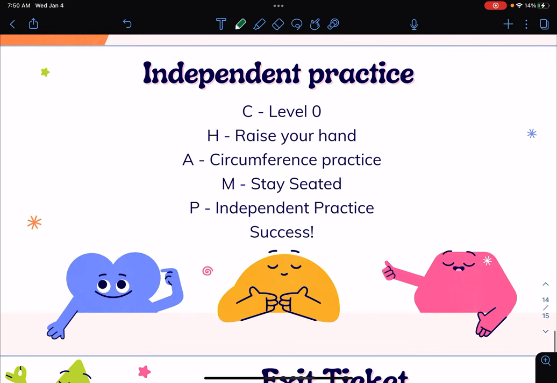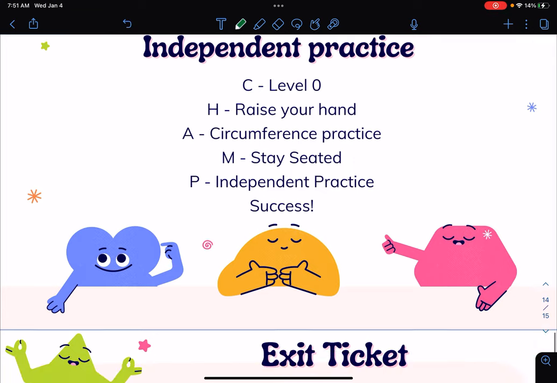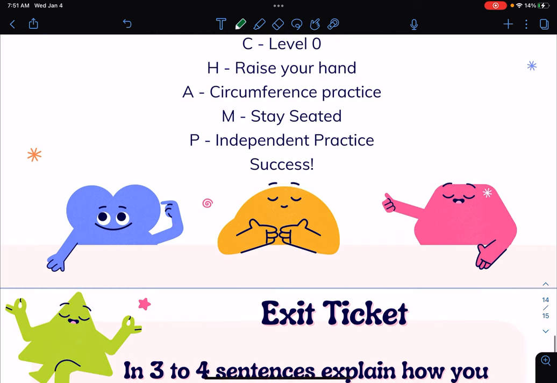Okay. So you're going to go ahead and move on to your independent practice. Your voice level is a 0. You are working on your own. Raise your hand if you need help. It's your circumference practice, which is the handout you have received. Stay seated. If you need to get up for any reason, throw something away, sharpen your pencil, or get scratch paper, just raise your hand and make sure you get noticed by the teacher before you get up. And this is independent practice, and so the goal is for you to be successful. Okay?